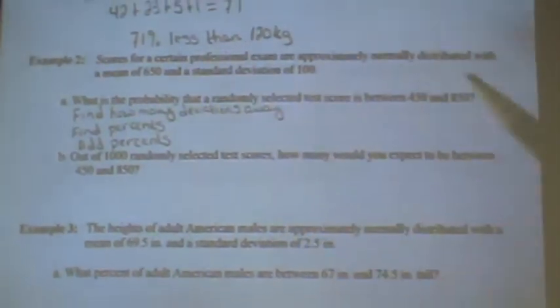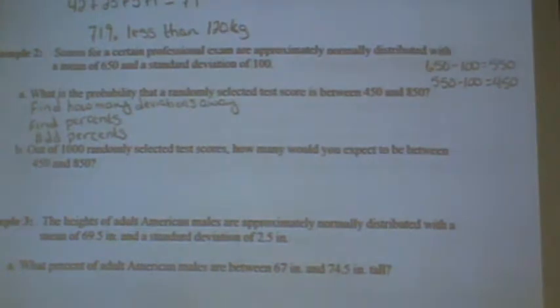So 450, we have to find where 450 is. So we're going to take our mean. This is just like when we were finding standard deviations on Friday. So we have 650, and we're going to subtract our standard deviation, which is 100. And we get 550. So that's one deviation to the left of our mean. But we're looking for 450, so we have to take the 550 and subtract 100 again. And that's going to give us our 450. So we're 2 deviations to the left.